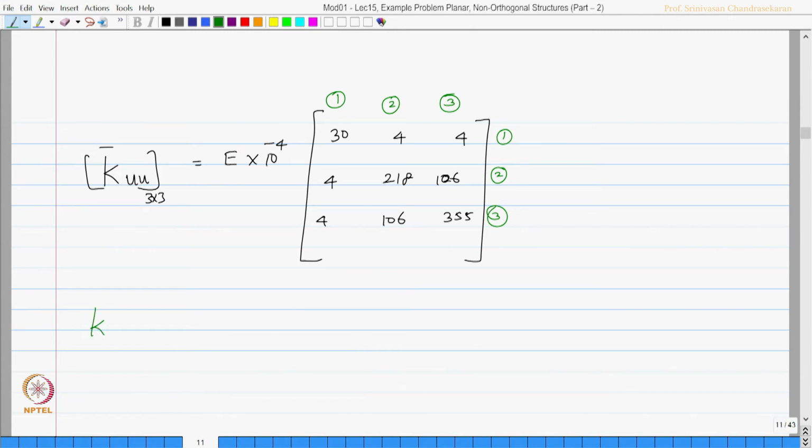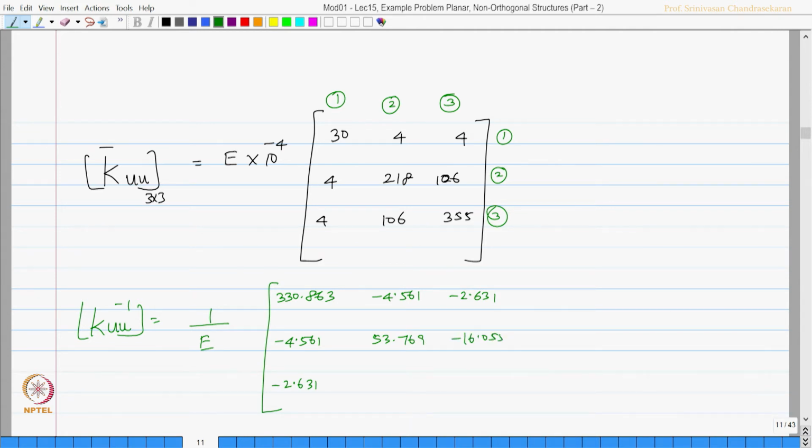Let us try to find k UU inverse of this problem, which will be 1 by E times of 330.863, minus 4.561, minus 2.631, 53.769.